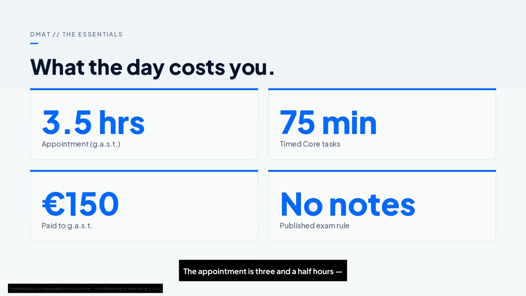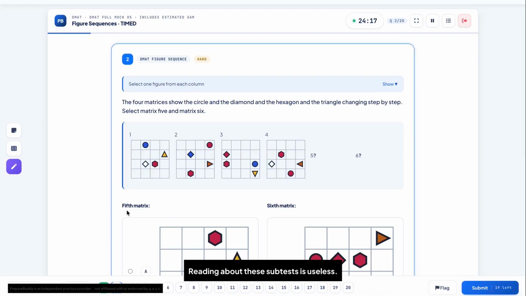The appointment is 3.5 hours, that's g.a.s.t's wording. The 3 timed core subtests add up to 75 minutes. Official preparation material says you may not take notes. The current test fee is €150 to g.a.s.t, and the APS verification fee is separate. Reading about these subtests is useless.